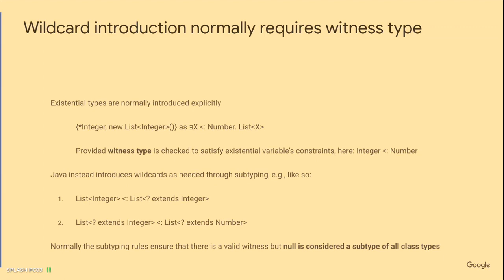It doesn't compute the witness, or it's not specified, but it makes sure there is a witness. So in this case, these rules say list of integer is a subtype of list of question extends integer. That's pretty straightforward. And then list of question extends integer is considered a subtype of list of question extends number, and that's how we get the desired result here. But also in the JLS, it says null is a subtype of anything. So that means you can also introduce wildcard types sort of through the back door.